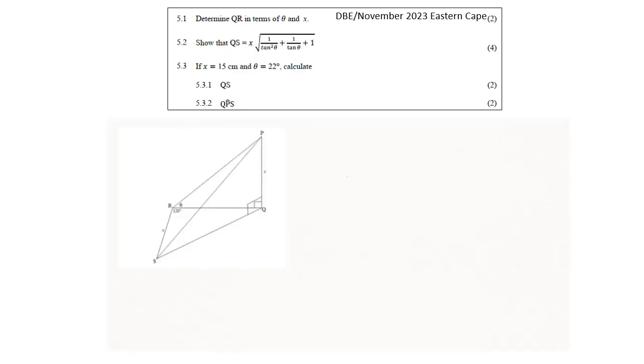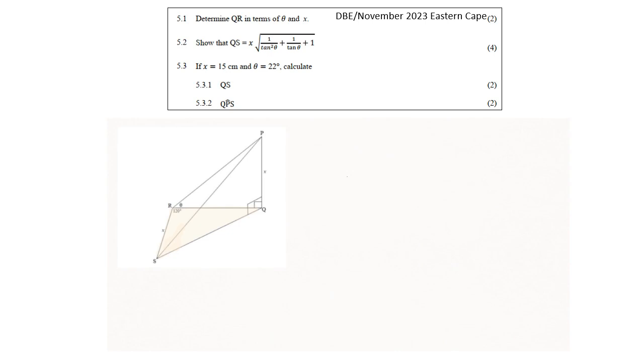Let's indicate all the given information on the sketch. They say PQ is a vertical tower. Q, R and S are points on the same horizontal plane. So that means the triangle at the bottom, RQS, is horizontal. And then the angle of elevation from R to P is theta. QRS is 120 degrees and PQ equals RS equals x. In the first question, they ask us the following. They ask us to determine QR in terms of theta and x.